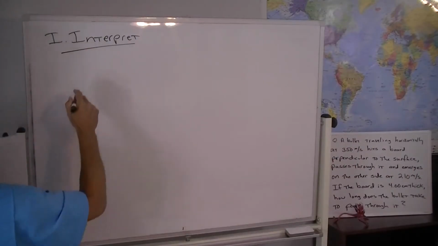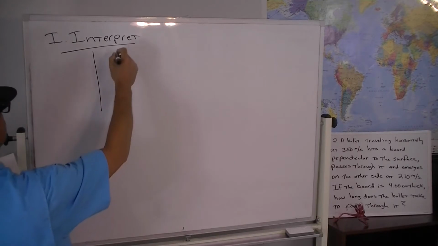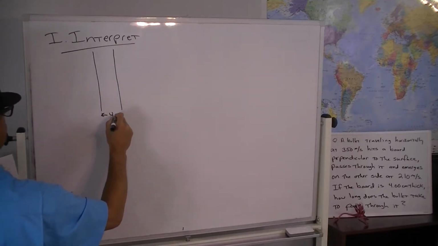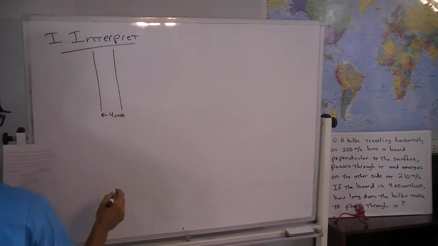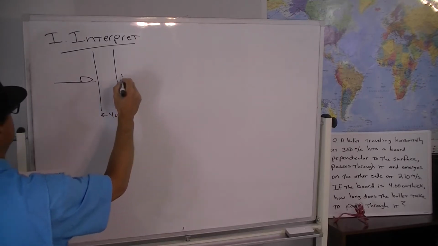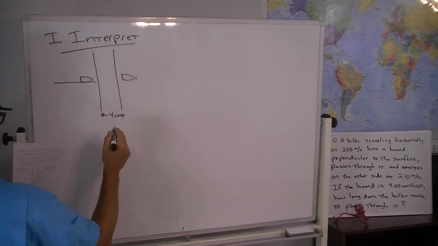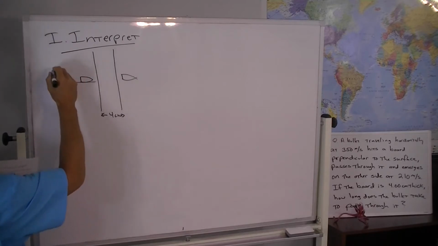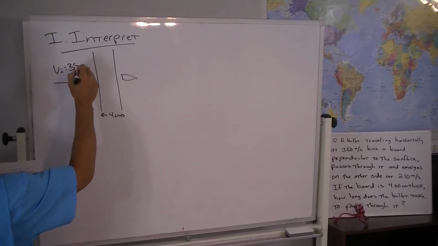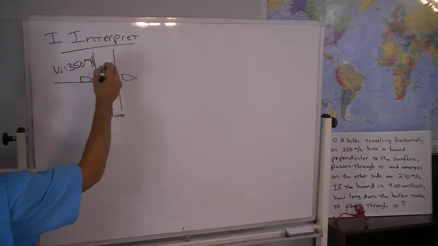Okay, to interpret the problem, we want to draw a good picture. This represents our board with the 4 centimeters thickness. We've got the incoming bullet. The bullet goes through it. And so V initial for the incoming bullet is 350 meters per second.